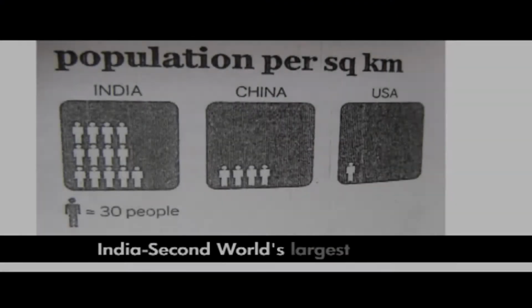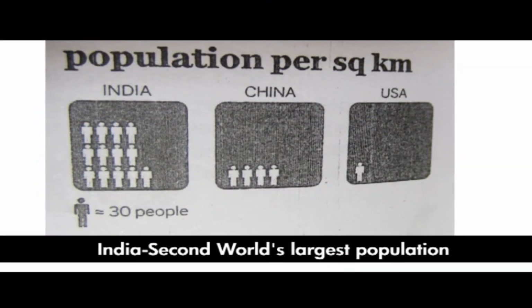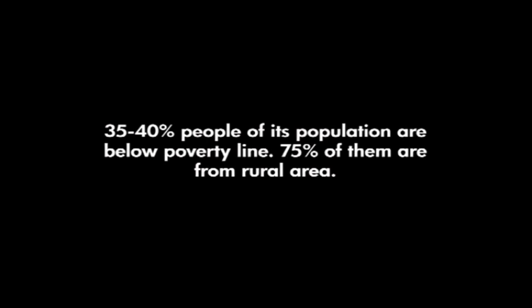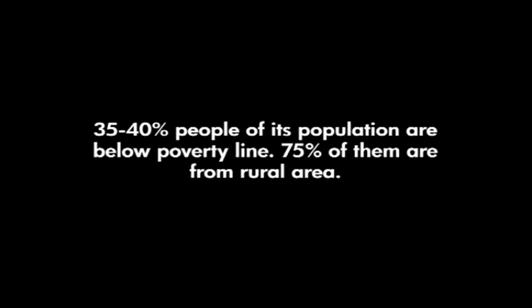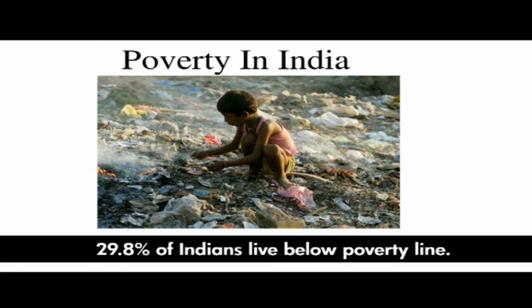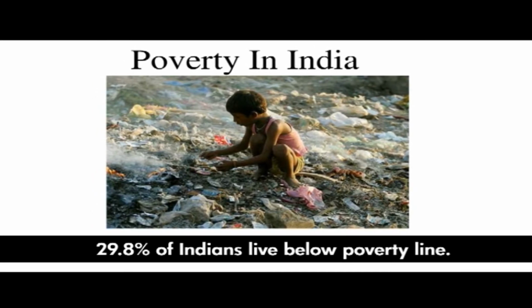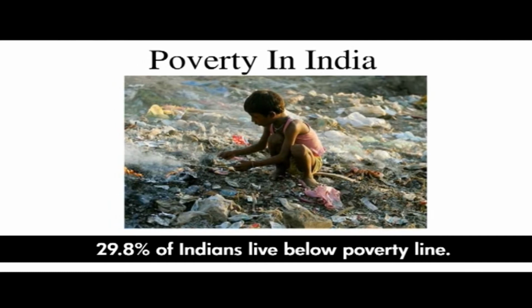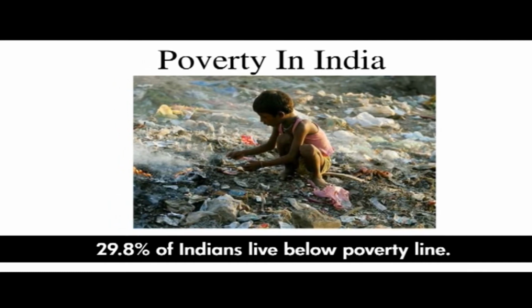If we see developing nations like India, the issue of poverty is more profound due to the lack of governmental funds. India has the world's second largest population. 35 to 40% of its population are below the poverty line. 75% of them are from rural areas. According to 2010 data from the United Nations Development Programme, an estimated 29.8% of Indians live below the country's national poverty line.